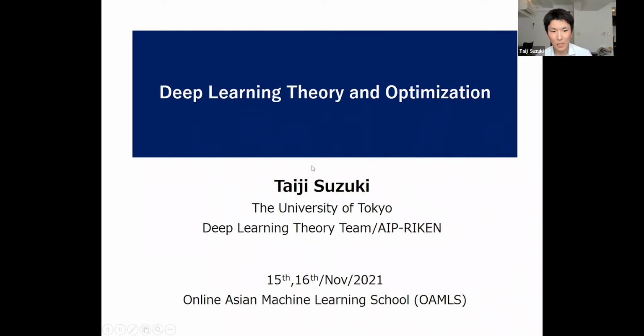So my name is Taiji Suzuki. I'm from the University of Tokyo, and I'm also the team leader of the deep learning theory team in the AIP. So today, I want to talk about deep learning theory and optimizations.